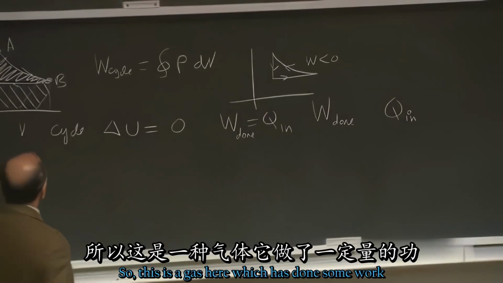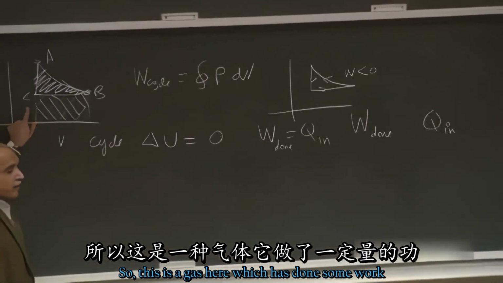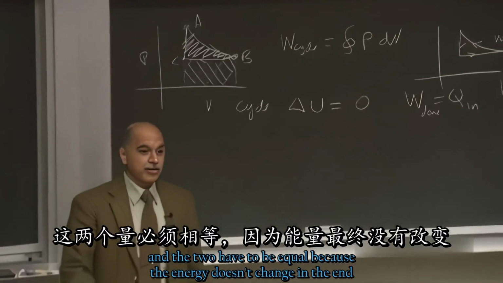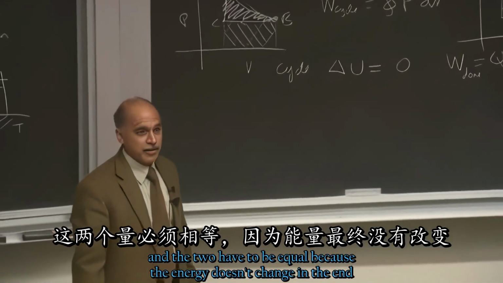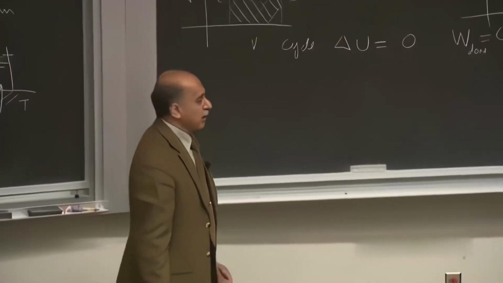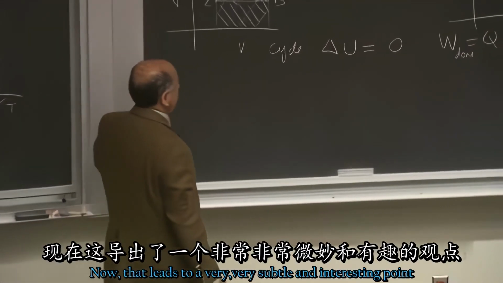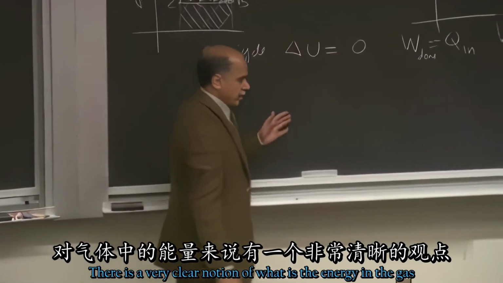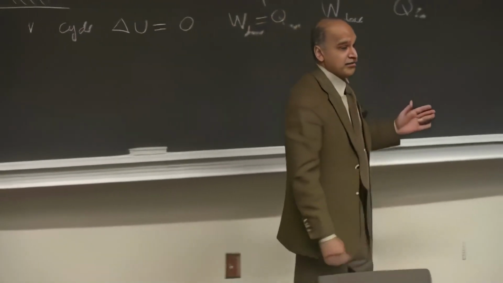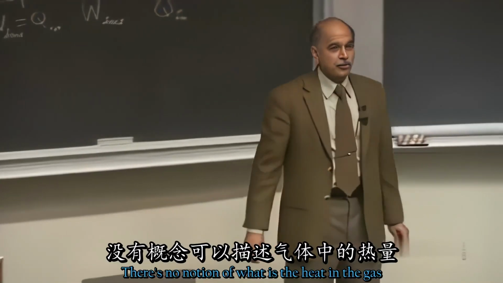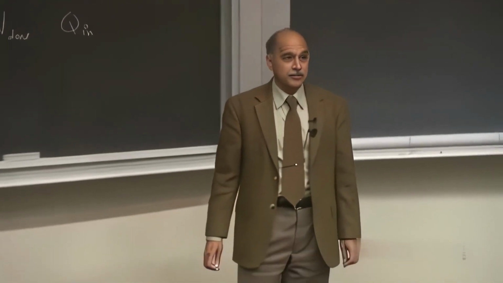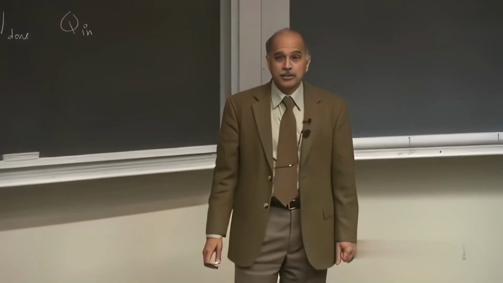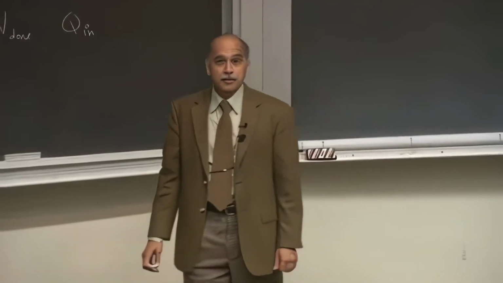So this is a gas here which has done some work and some heat has been put into the gas, and the two have to be equal because the energy doesn't change in the end. Now that leads to a very, very subtle and interesting point. There is a very clear notion of what is the energy in the gas. That's a unique answer. There's no notion of what is the heat in the gas. You look at a gas and you cannot say this is the heat in the gas. That makes no sense. Try to understand why.